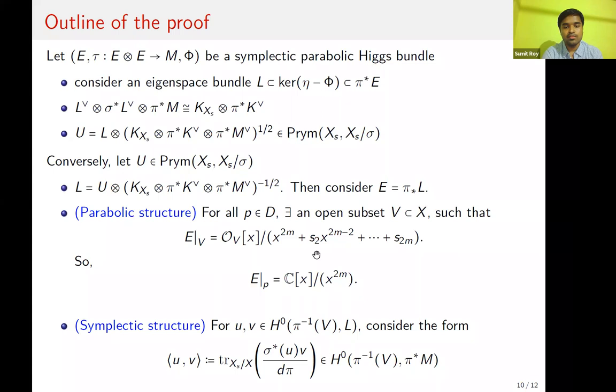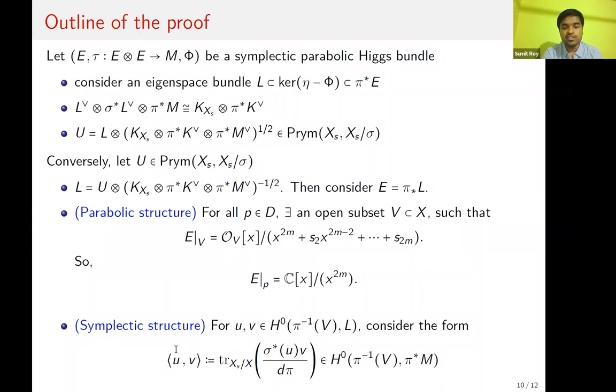Since these h_{2i} vanish at each parabolic point, therefore E restricted to P, E over P, is isomorphic to C[x] mod x^{2m}. And also remember that the Higgs field is given by multiplication by x. So the Higgs field basically gives the parabolic structure on this pushforward bundle.